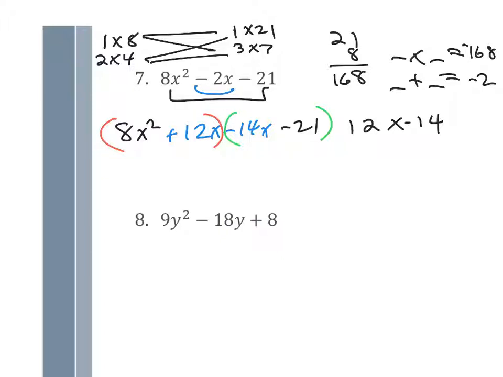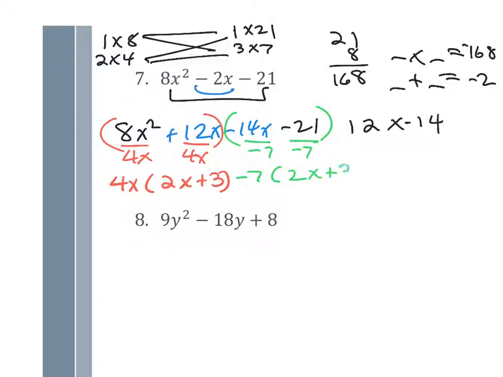And now factor the GCF out of red. And my GCF of red is going to be 4x. So 4x, and then you're left with 2x plus 3. And then GCF of green, again, we want the thing to look the same, so I'm going to pull out a negative 7 GCF. So then I'm left with 2x plus 3.